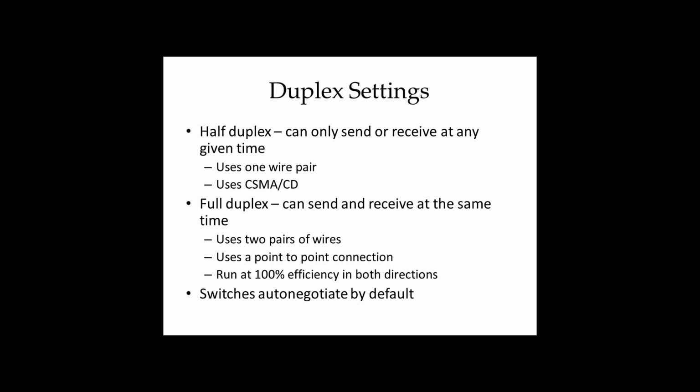Now, full duplex, on the other hand, means that you can send and receive at the same time. That uses double the amount of wires, or wire pairs. That's one thing I didn't mention about duplex: in half duplex, the cabling used in the network link is essentially just one pair of wires in that cable.